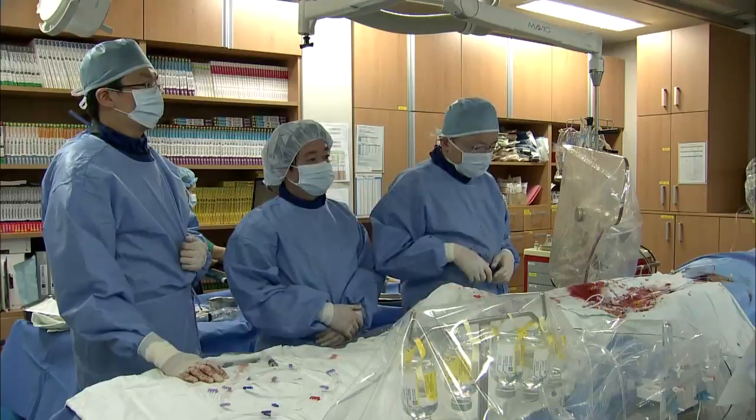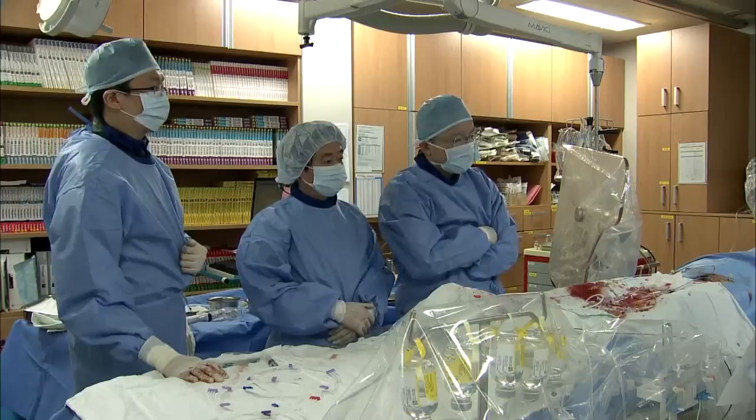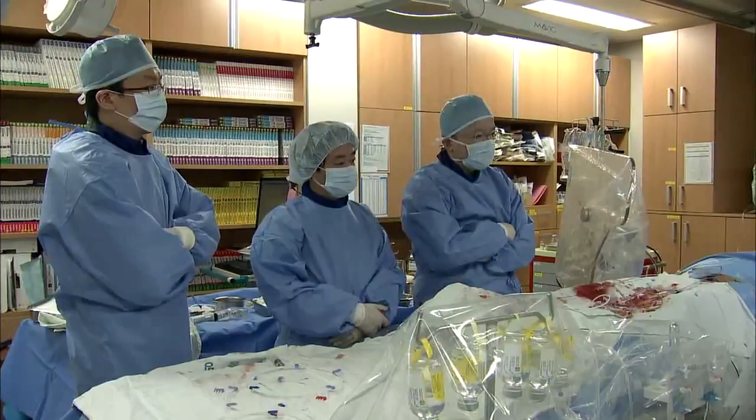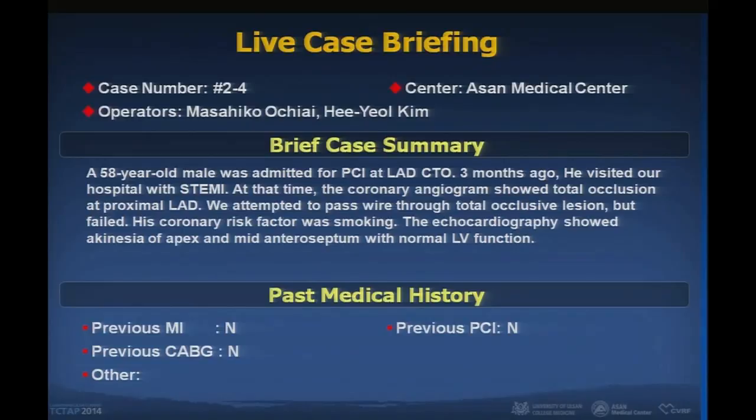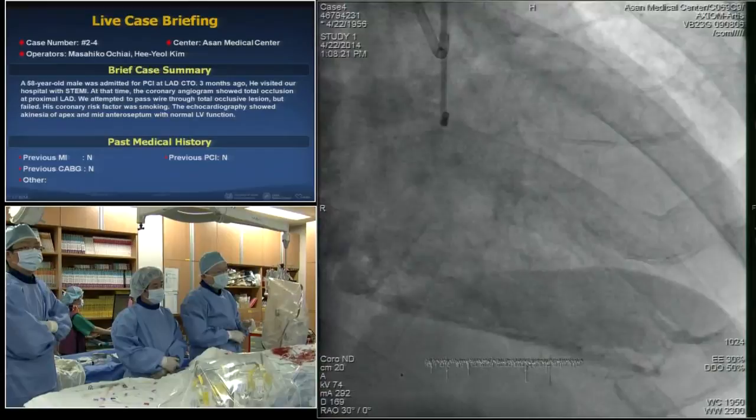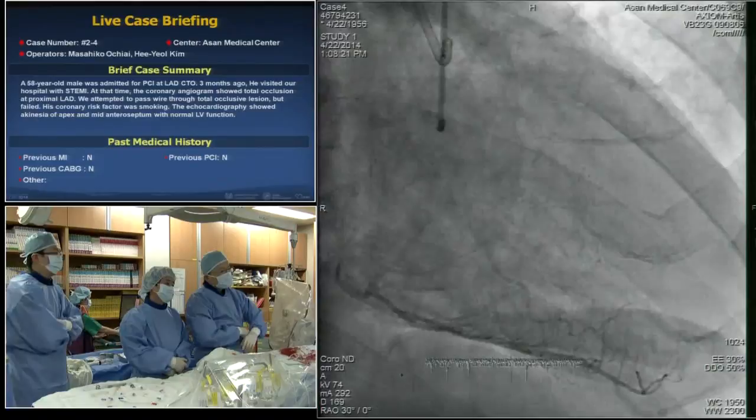So could you kindly, this gentleman, this 58 years old male, admitted for PCI at LAD CTO. He developed acute MI 3 months ago, but primary PCI was unsuccessful. And he was referred to this center. Okay? And maybe you see the diagnostic angiogram of this patient during case discussion, so no need to show the previous angio.